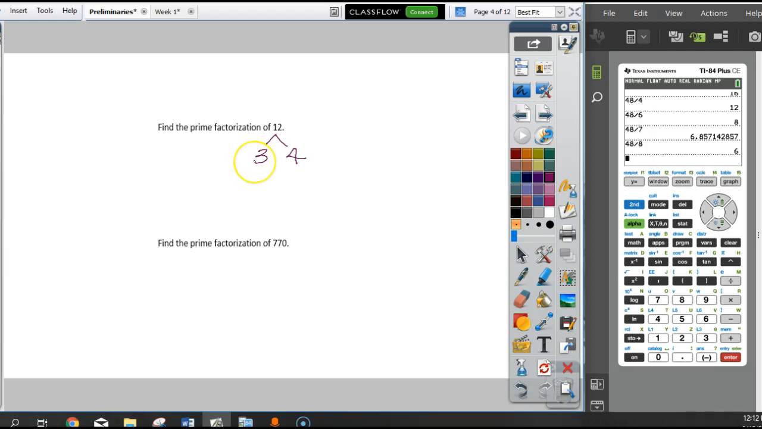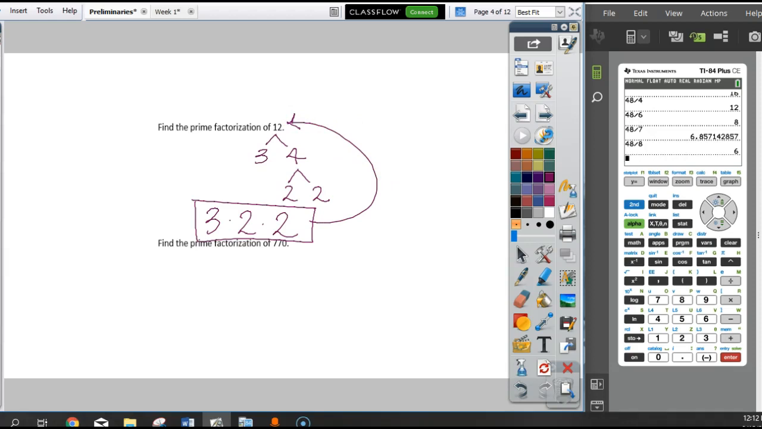Well, 3 is prime, so I can't break that down any further, but I do know that 4 is not prime, and I know that 2 times 2 will give me 4. So another way of writing 12 would be 3 times 2 times 2. 3 times 2 is 6, times 2 is 12. It's the same exact thing. 3 and 2 are prime, so this is considered the prime factorization of 12.